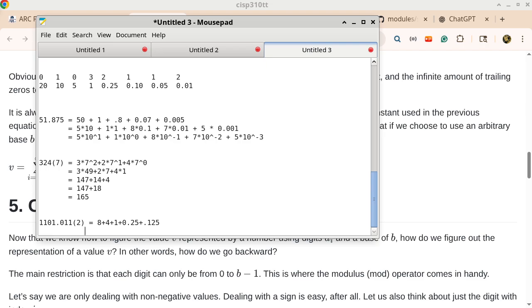So now what do we have? We have, what, 13.375, I think. Let me double check. Yeah, it is 13.375.